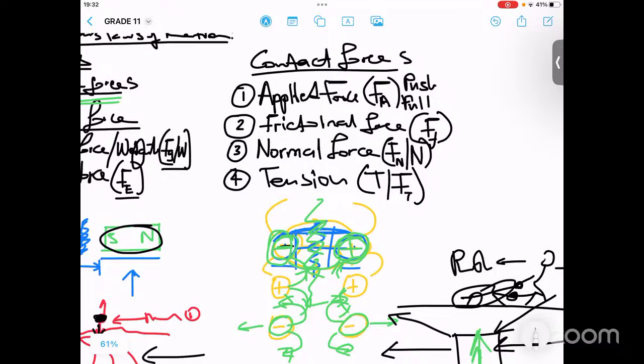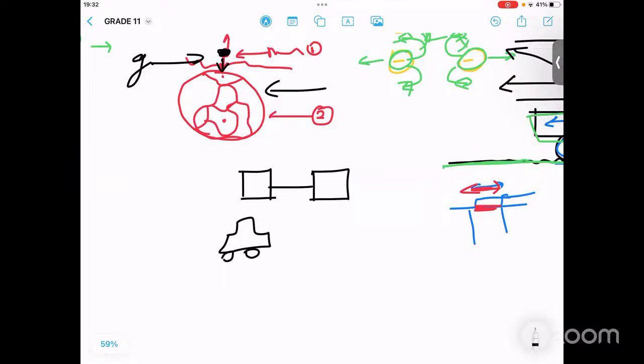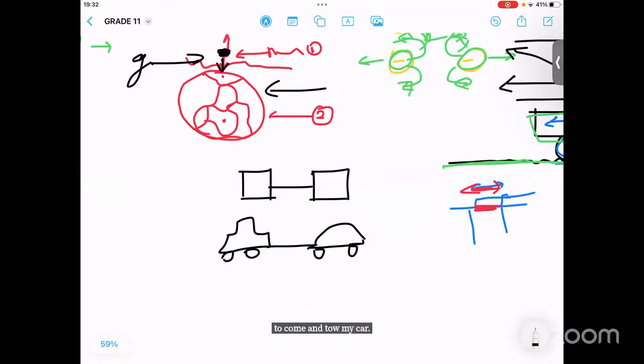Okay, the tension force exists if two objects are connected by a string. An example would be this: you with your German car, and this is me, honorable members. I'm stuck somewhere, and I called you to come and tow my car. So you tow my car. This towing bar is where we find the tension. This rope that connects these two objects, this is where the tension exists.